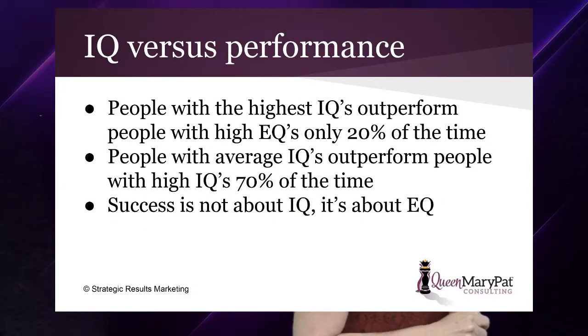I'm going to get back to the emotional part of this, but I want to talk about IQ for a minute and performance. So here's a few statistics that I just find really fascinating and I love. People with the highest IQs outperform people with high EQs only 20% of the time. People with average IQs outperform people with high IQs 70% of the time. So EQ is the emotional intelligence, IQ is that intellect quotient. Success is not about your intellect, it is about your emotional management, your emotional quotient.